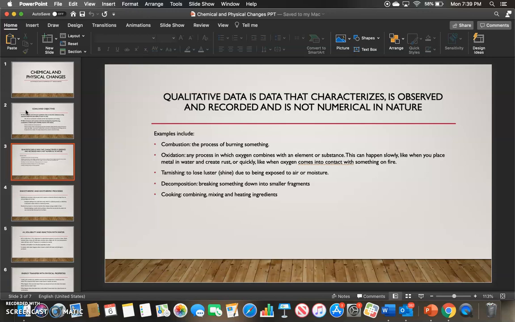Tarnishing is to lose luster or shine due to being exposed to air or moisture. Decomposition is when something breaks down into smaller fragments. Cooking is simply combining, mixing, and heating ingredients.